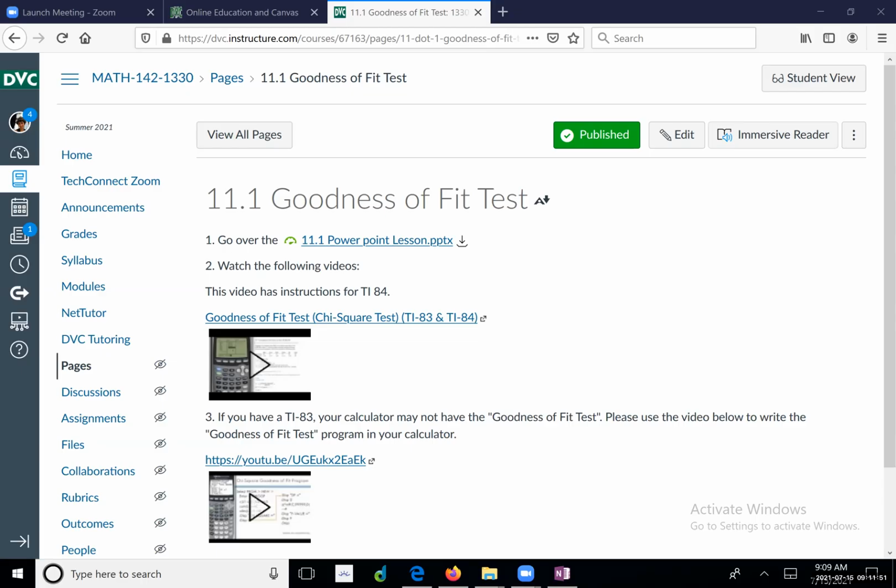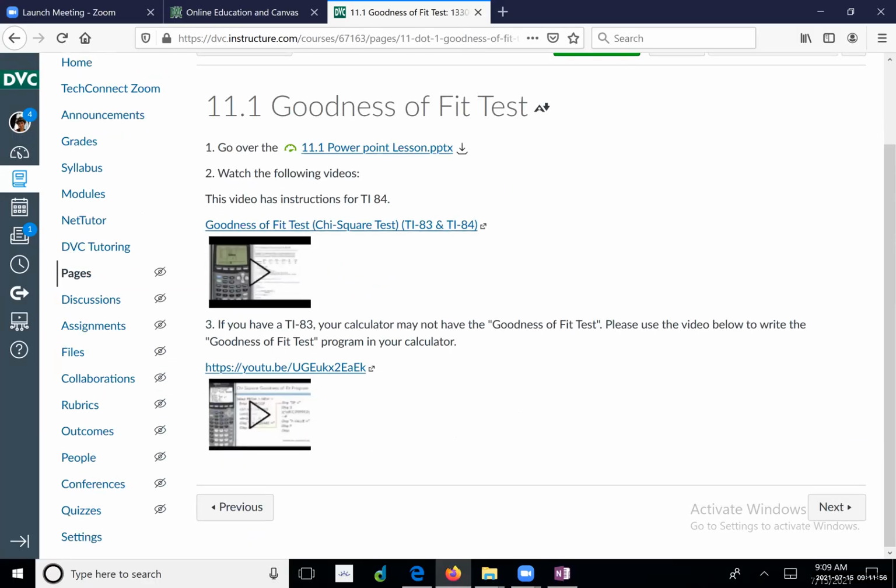Okay, those of you who have a TI-83 calculator, you need to follow the third step, which is when you write the program for your calculator. It's a goodness of fit test. Those who have a TI-84, you have the goodness of fit test, but for TI-83, most of them don't have it. So you need to write the program. That's why you need to follow step 3.